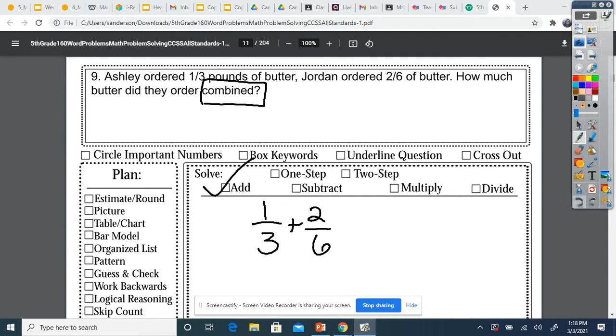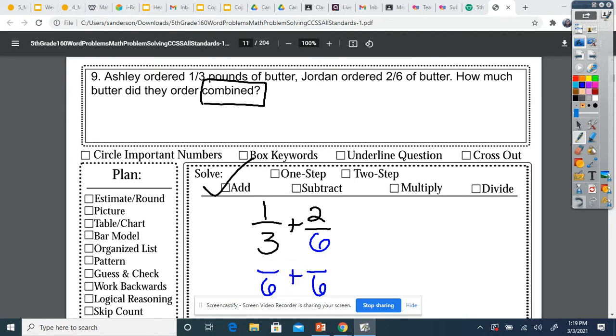So when I do that, my first step is to list my multiples of 3 and 6. So 3, 6, 9, 12, and then 6, 12, 18. So I'm trying to find the lowest number, the least common denominator, the lowest number they have in common, which is 6. So I know that my denominators are both going to have to be 6s.